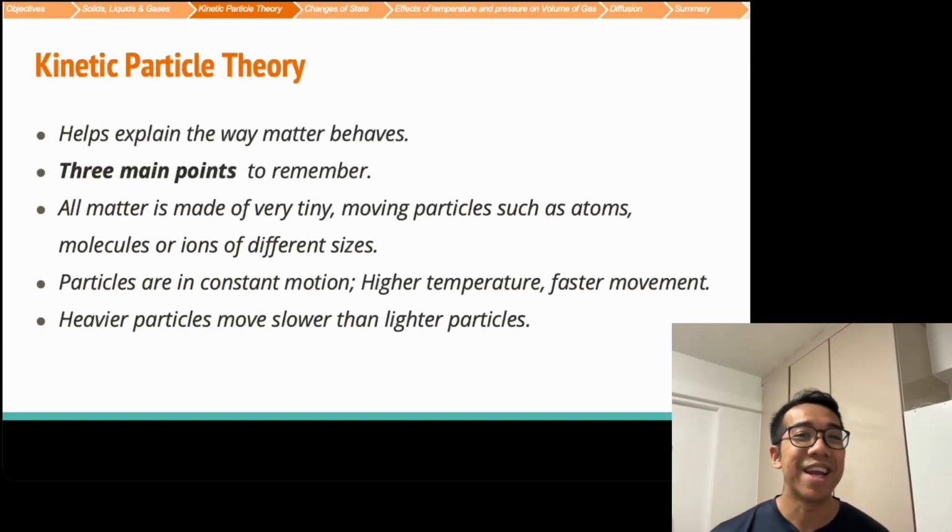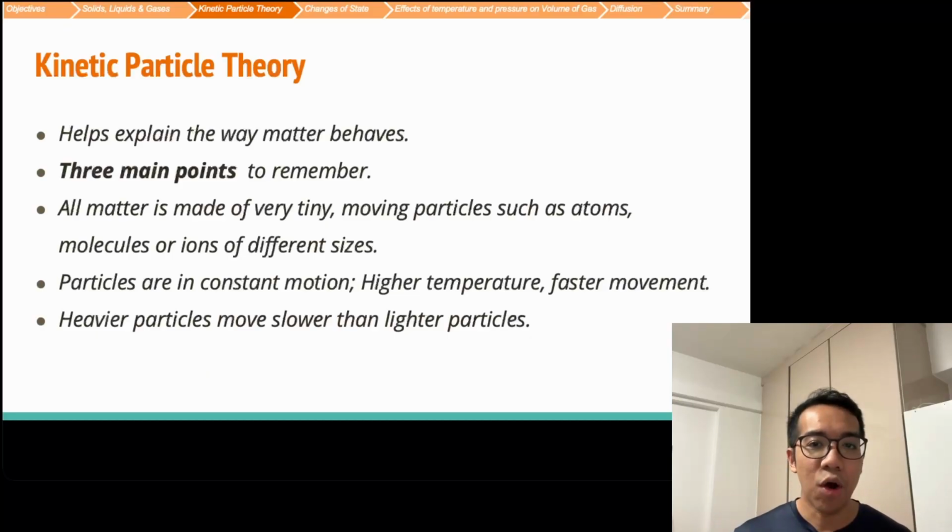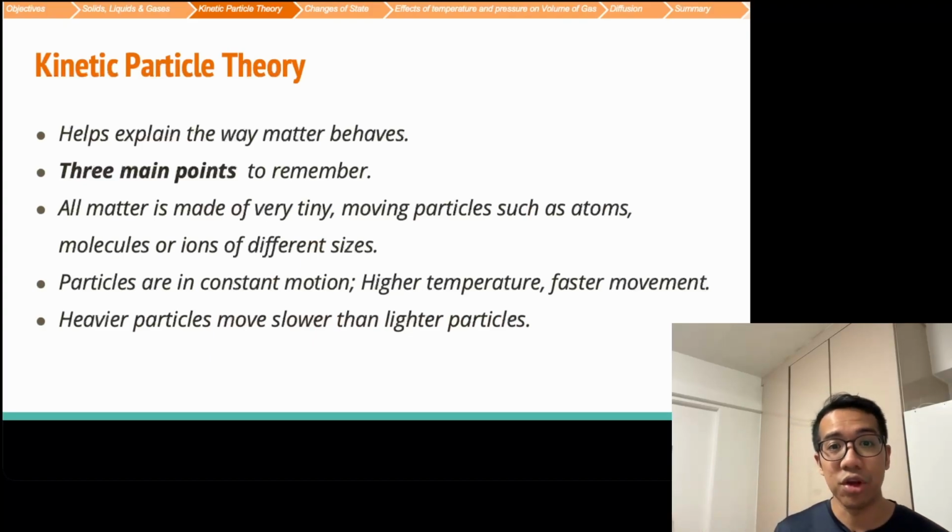Next, let's move on to the kinetic particle theory. Now, this might sound very complex, but it actually helps explain how matter behaves. And there are only three key points that you need to know. Matter is made up of very tiny moving particles, such as atoms, molecules, and ions of different sizes. Do not be afraid of these terms. You will go through them in the second lecture. Just know for now that everything in the world is made up of tiny moving particles.